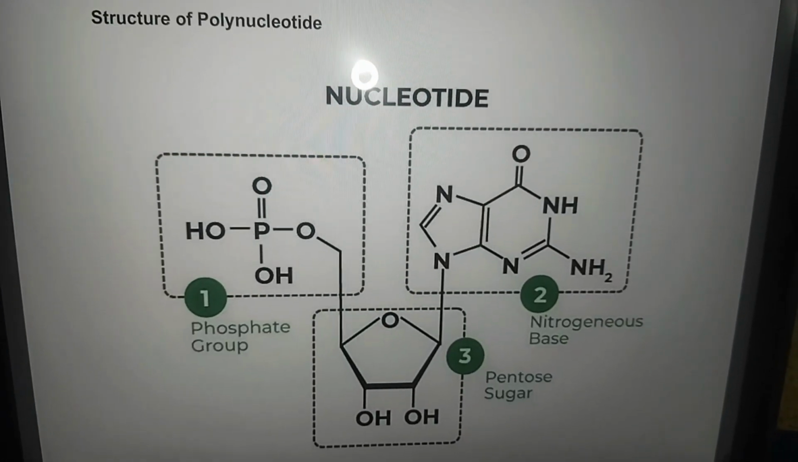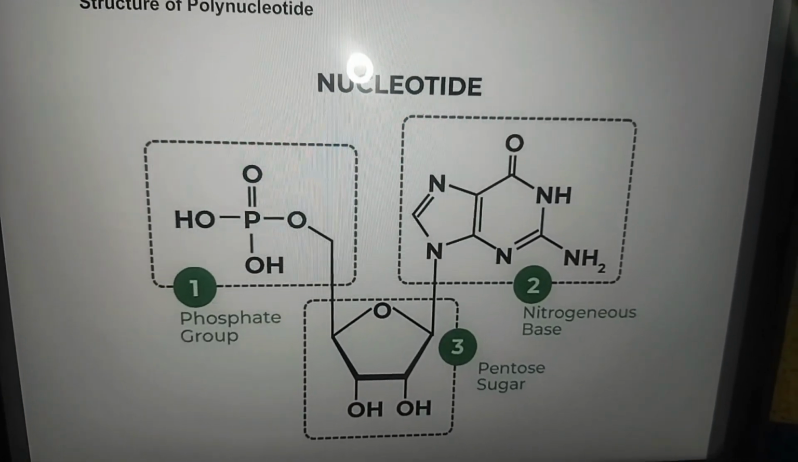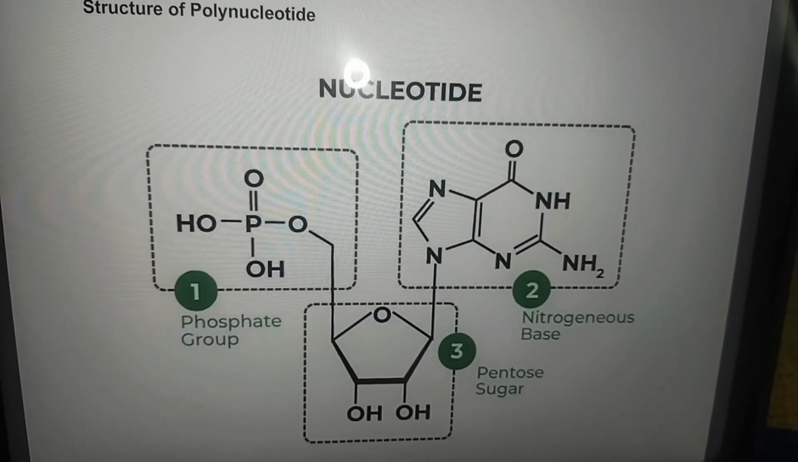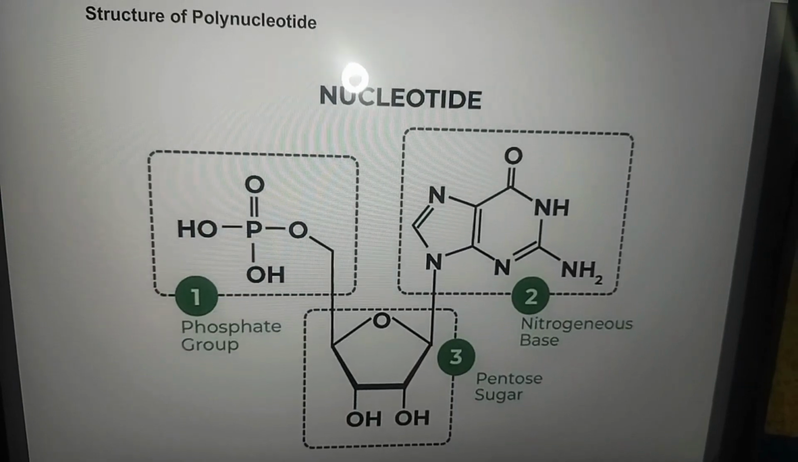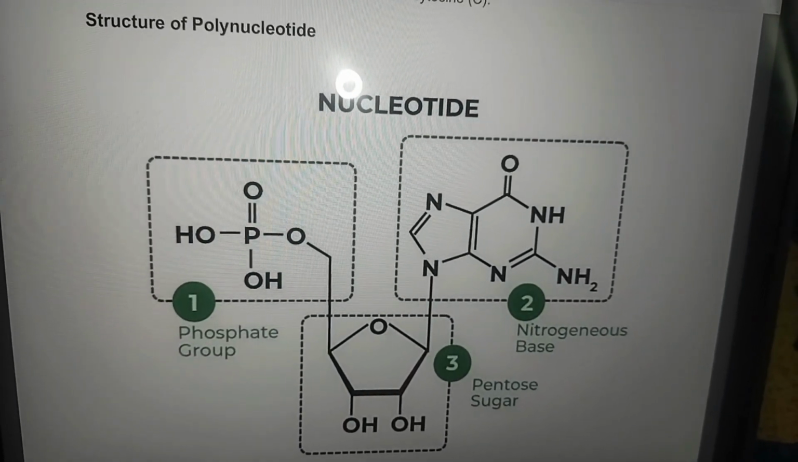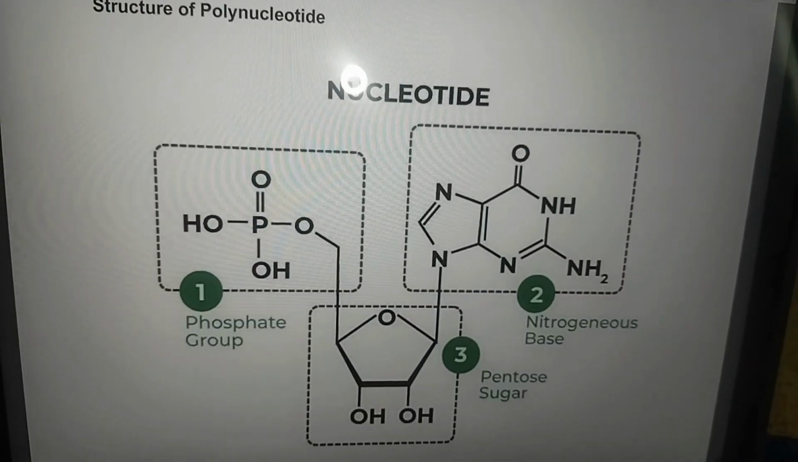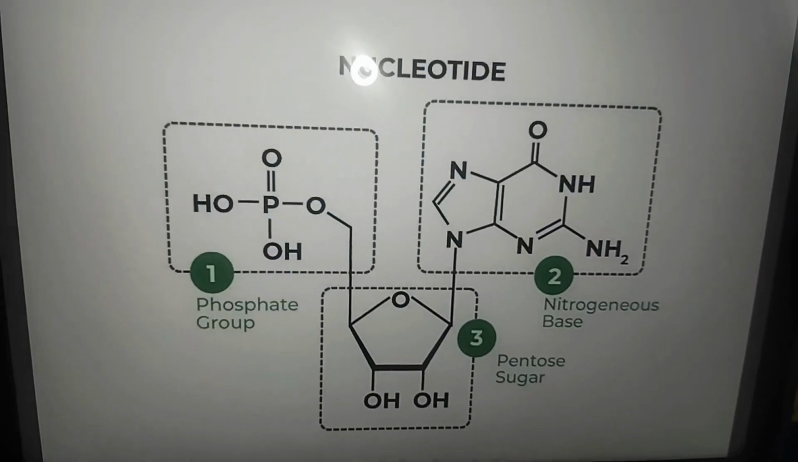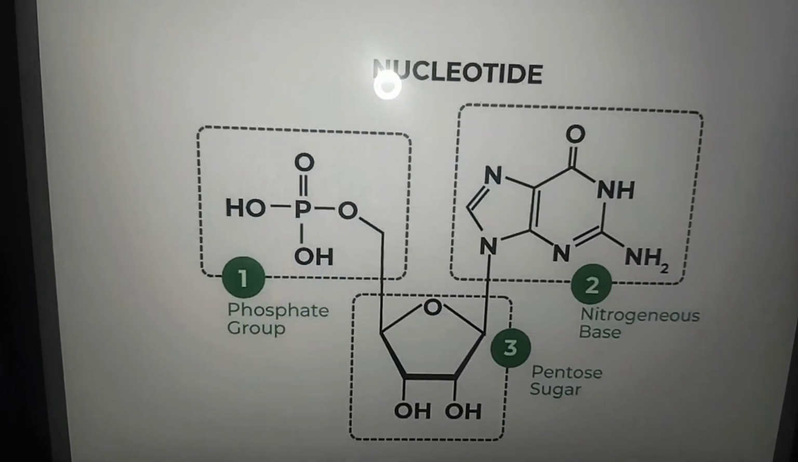Structure of polynucleotide: nucleotide, phosphate group. First is the phosphate group, that is P with a double-bonded O and an OH hydroxyl group. Second is the nitrogenous base, and third is the pentose sugar. This is the nucleotide bases. Structure of polynucleotides.